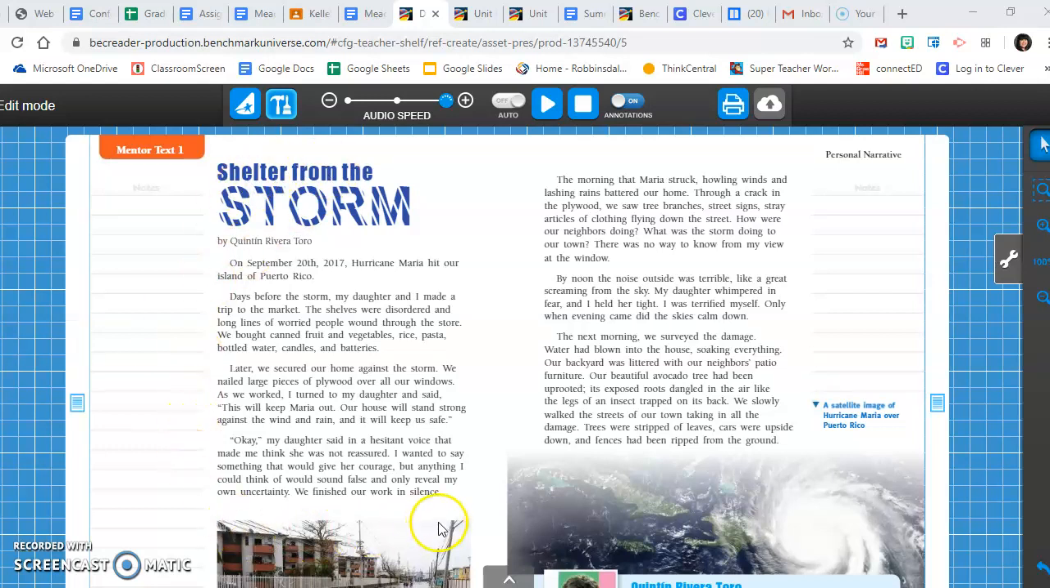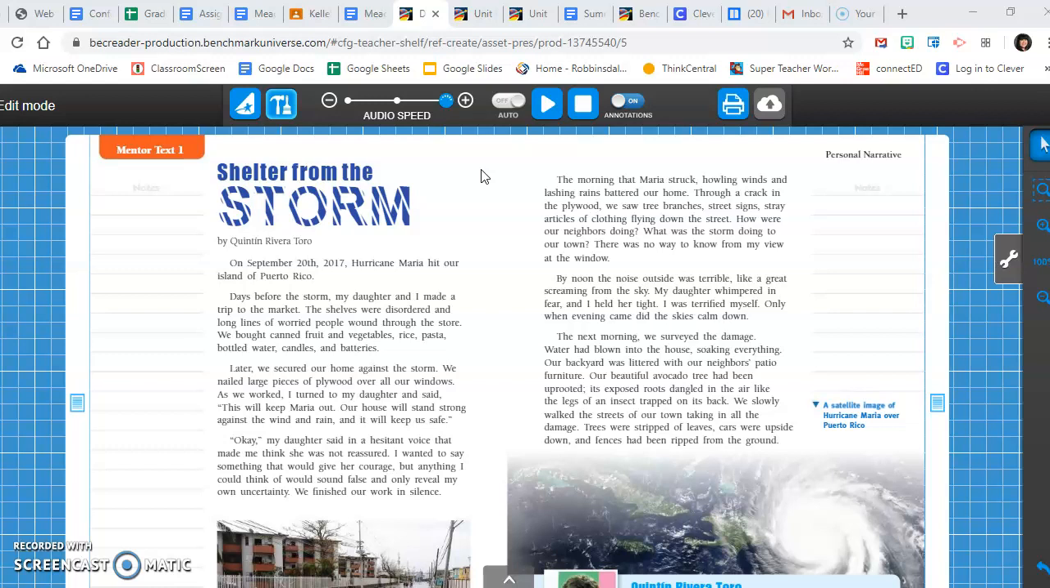I'm going to be modeling how to summarize and synthesize this first page, and then you'll be doing your summarizing and synthesizing with this second page. So we're going to be doing this with a nonfiction text, and this narrative, as you should already know, explains how a family prepared for an upcoming hurricane and what happened after that hurricane hit.